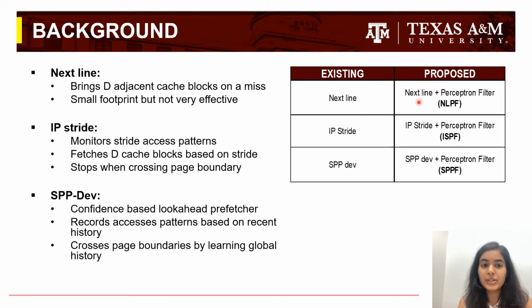So first we have the next line prefetcher with Perceptron filter, which we'll refer to as NLPF. Then we have the IP stride with the Perceptron filter, which we'll refer to as ISPF. And finally, we have the SPP-Dev with the Perceptron filter, and we'll refer to that as SPPF.